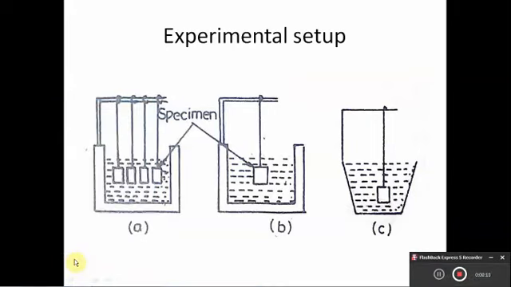Hello friends, today we will study how to plot a time temperature transformation diagram for given steel. Depending upon temperature of transformation, austenite may be transformed into pearlite, bainite or martensite depending upon various cooling rates. The kinetics of the above transformation is indicated on the TTT diagram, that is, time temperature transformation diagram.